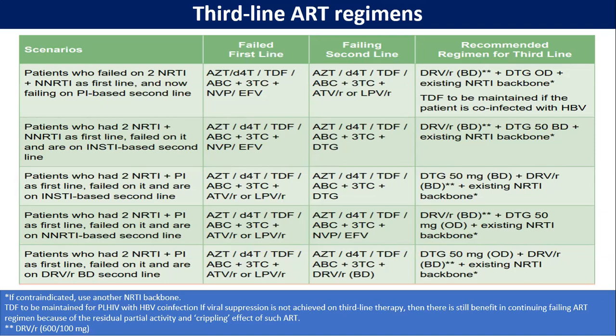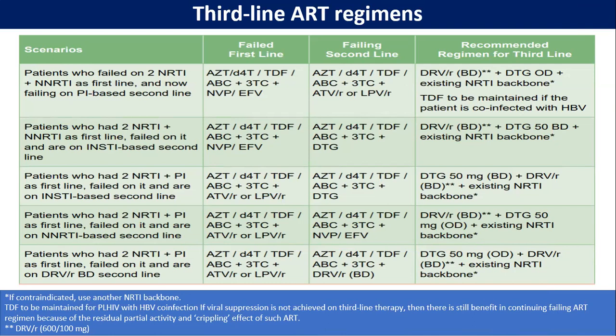Patients who were taking 2 NRTI plus PI as the first line and failed on it, and are on an NNRTI-based second line regimen. This was the case when we did not have dolutegravir in the program. We used to shift patients on first line ART with a PI-based regimen, and once they failed, we used to shift them to an NNRTI-based regimen. So we might have to decide a few such cases now. We will find only a few of these cases after the initiation of dolutegravir.